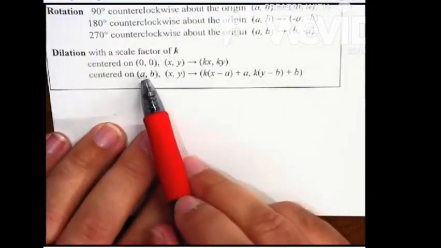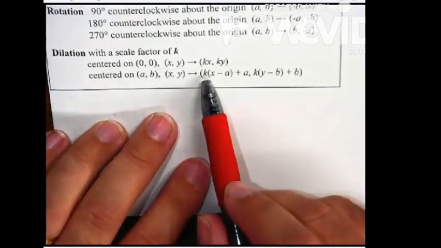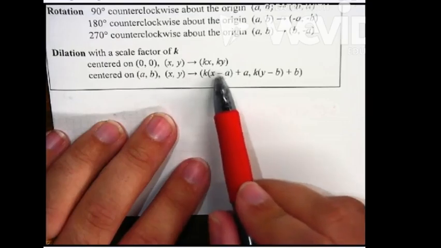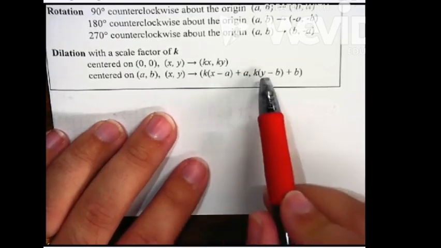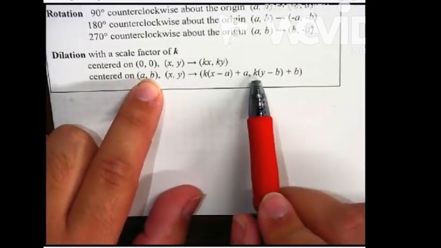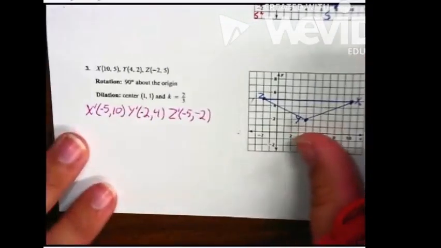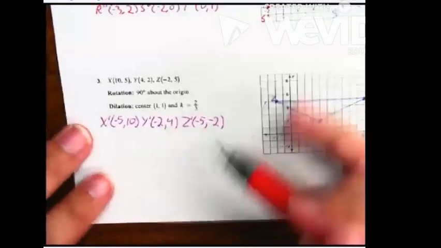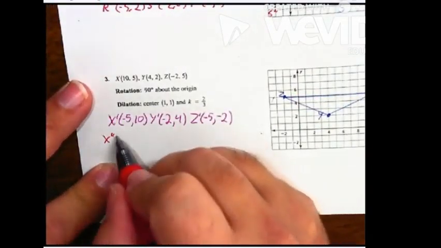So if we're centered on point AB, what we want is the scale factor times x minus a, in parentheses, then plus the a. And then same thing for y. We're going to take y minus the y value of our center, multiply that by the scale factor, and then add that y value back in. So let's take a look at this. All right. So let's do x prime first, x prime prime, I guess, technically.